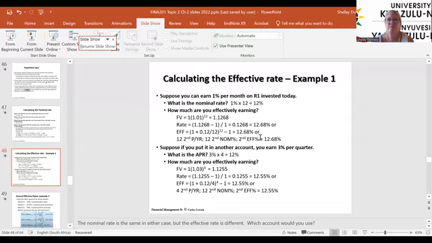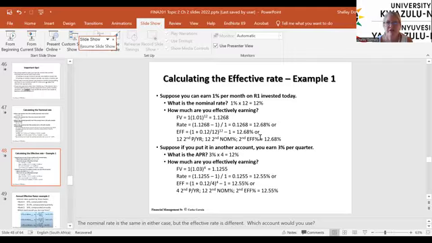Okay. Here's an example of calculating the effective rate. If you can earn 1% per month on R1 invested today, what is the nominal rate? Well, you've been given a periodic rate, a monthly rate. So you just have to multiply it by 12 to get 12%. Because remember, your nominal rate is always annual, as are your effective rates.